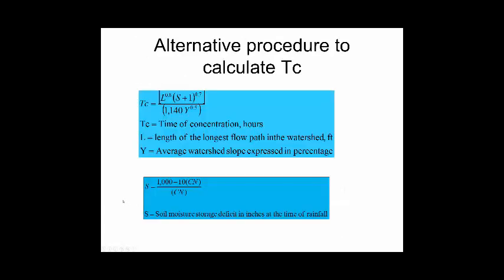But the alternative procedure that we use most commonly to calculate the time of concentration is this, where you will need your curve number to calculate your soil moisture storage deficit, and then with that S you have here, the time of concentration can be calculated. Remember, the units are important. This would be the time of concentration in hours, and then the length of the longest flow path in the watershed in feet, and Y is the average slope expressed in percentage, not decimal but percentage.